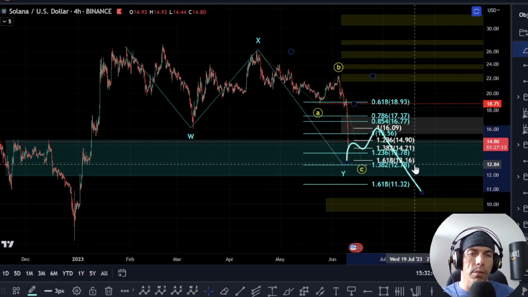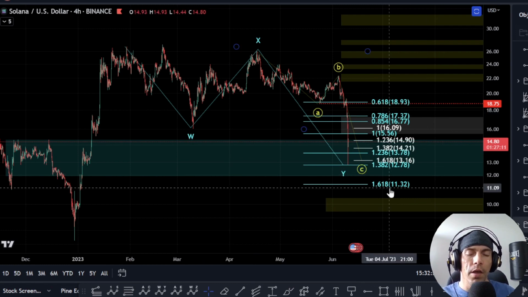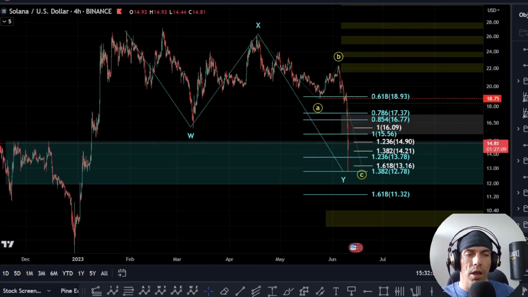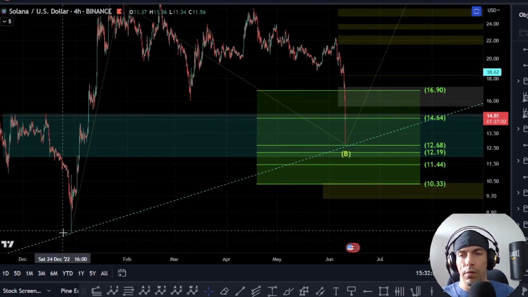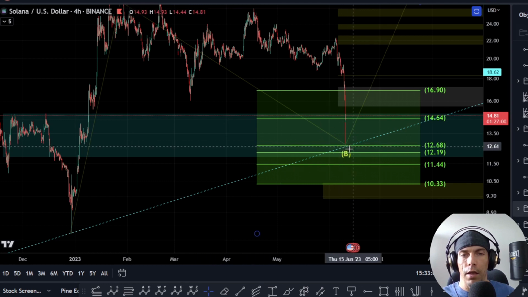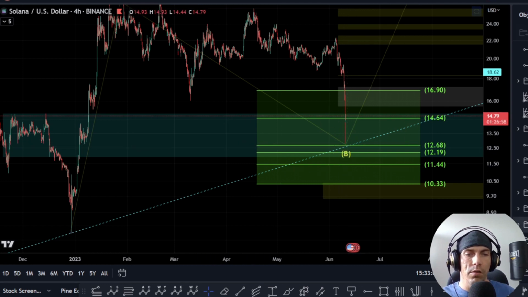Typically speaking though, regular flats don't tend to push as deep as the 1.618, but we'll have to see how the waves actually play out. Now another area we're talking about that was quite interesting here is we were talking about this possibility of coming back into this trend line here and this 0.618. So we just missed out on touching this. There is always a potential we could come back down into this.